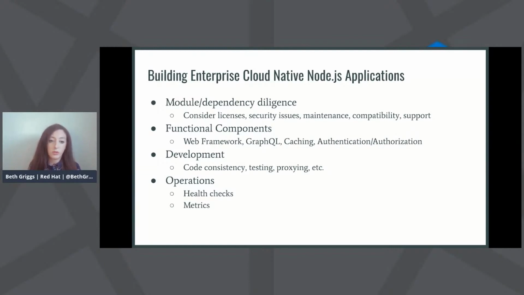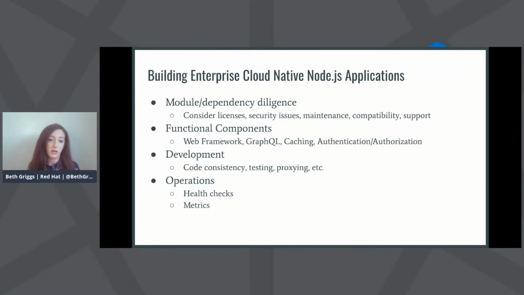And one is module and dependency diligence. So everyone knows about node modules and how many there are. When you are building for enterprise and you're building for cloud, it's really worthwhile considering what you're using and looking into it. And also with the enterprise, there are other things you need to consider, like licenses, security issues, maintenance, compatibility, ongoing support of your dependencies. So that's one area where when you're building for enterprise and you're building for cloud, you do need to look into your dependencies.